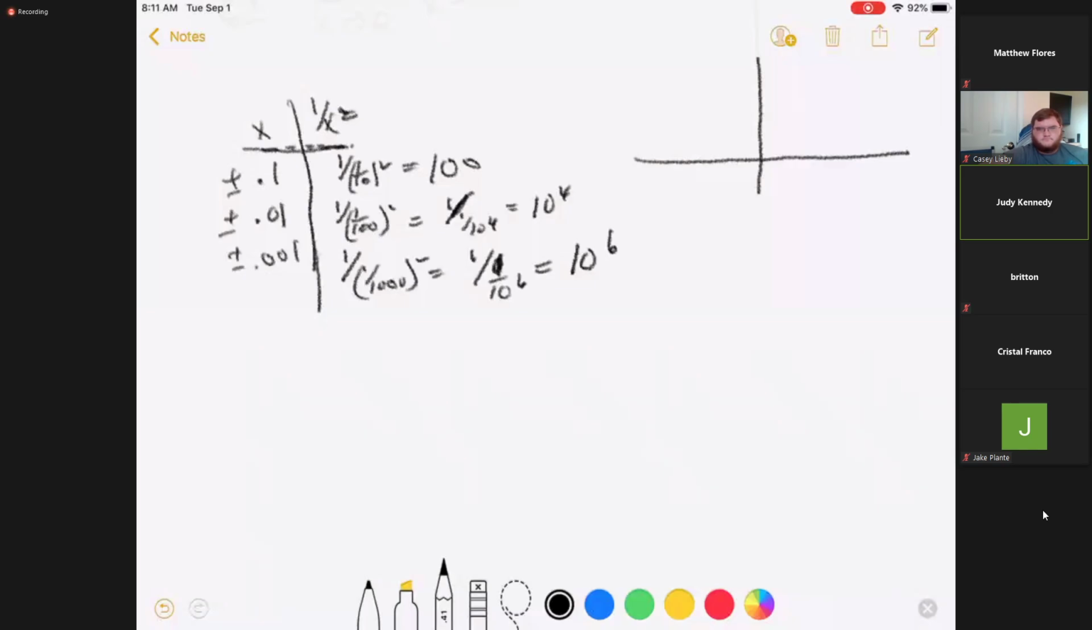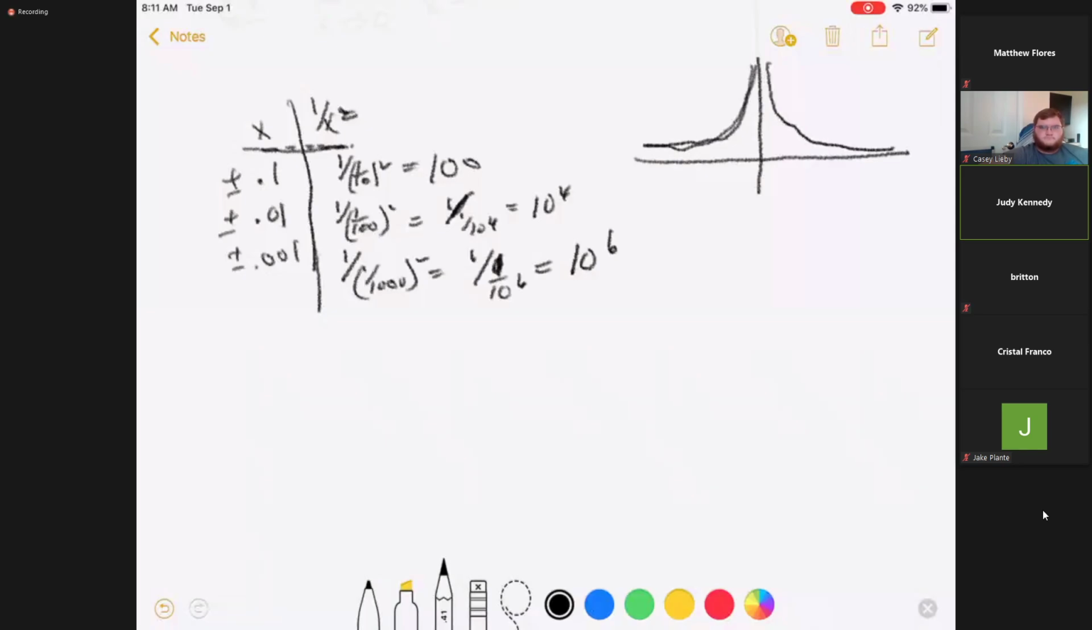In fact, the graph, okay, it's not supposed to touch that y-axis. It gets really close to the y-axis, but never touches it. Let's see if I can do that better. Well, okay, it looks like that. It's symmetric about the y-axis.